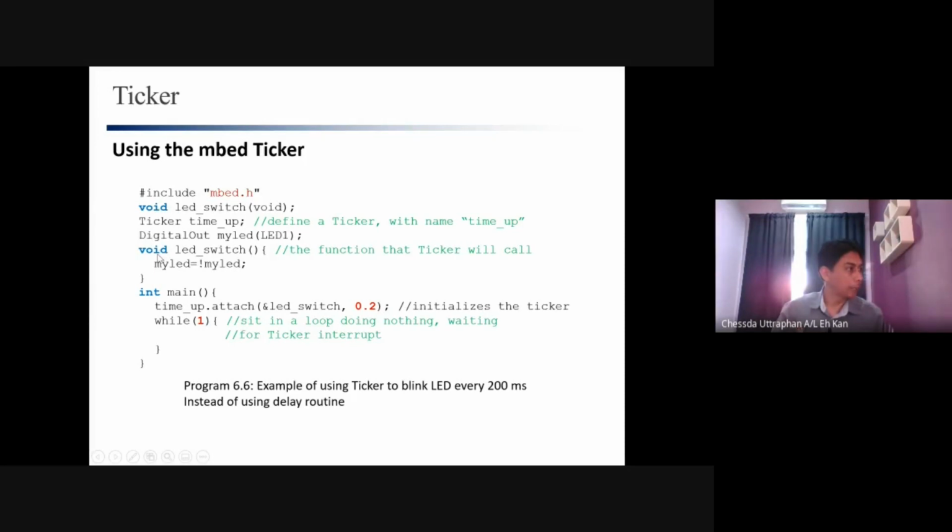Again, we have the main program here, the main loop. We use the attach function, and the Ticker is the name. Because we declare the Ticker as a timeout, we write timeout.attach and the name of the function. When we use a Ticker or Timeout, you need to attach the function, meaning what you want the microcontroller to do after the time is up. In this case, after 0.2 second, we want the microcontroller to do LED switch.